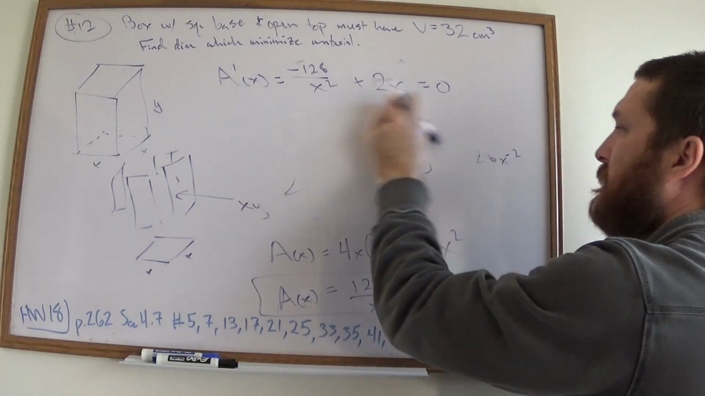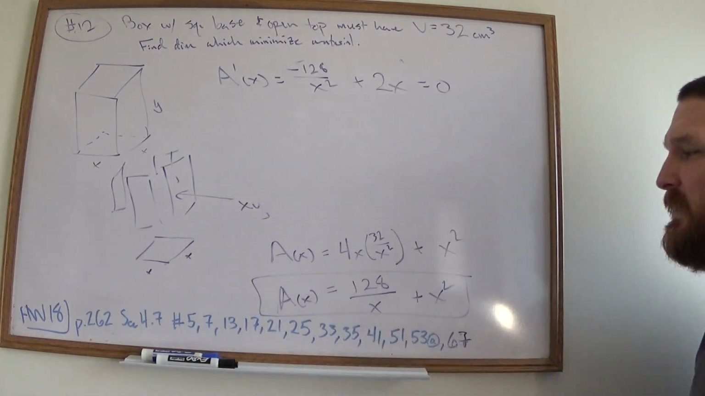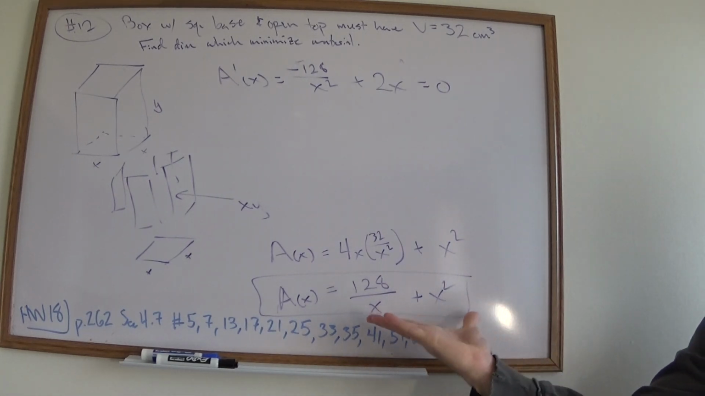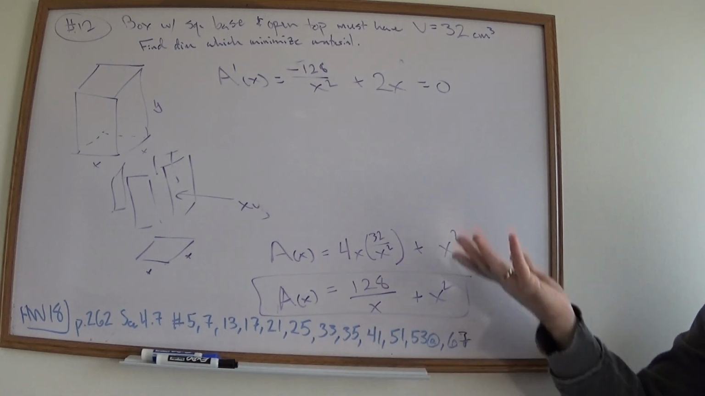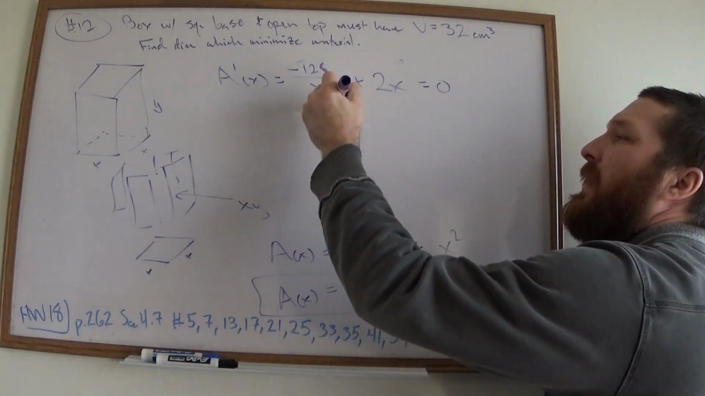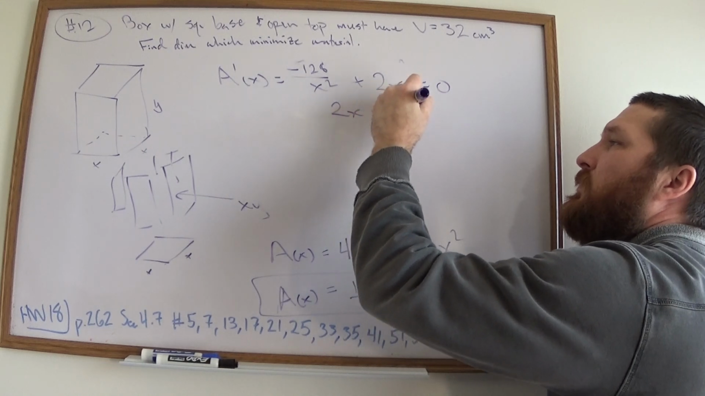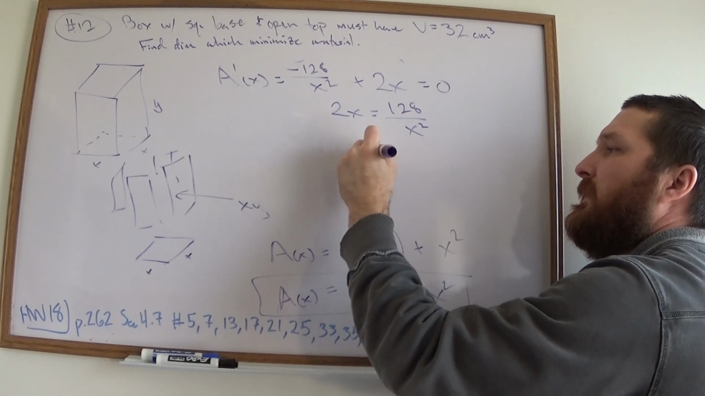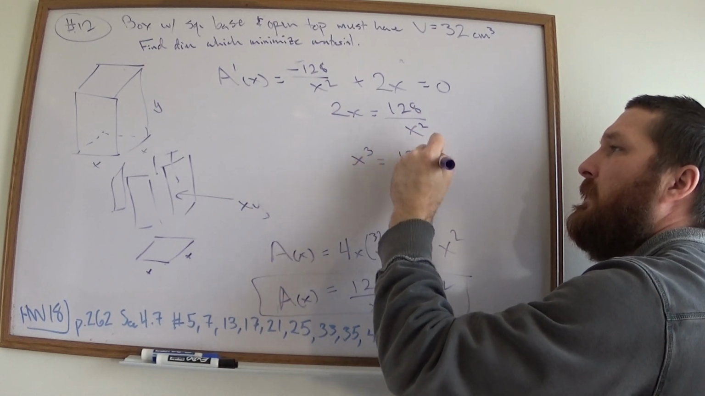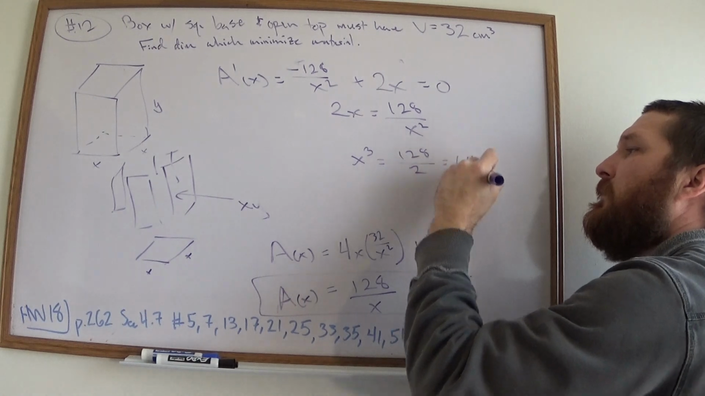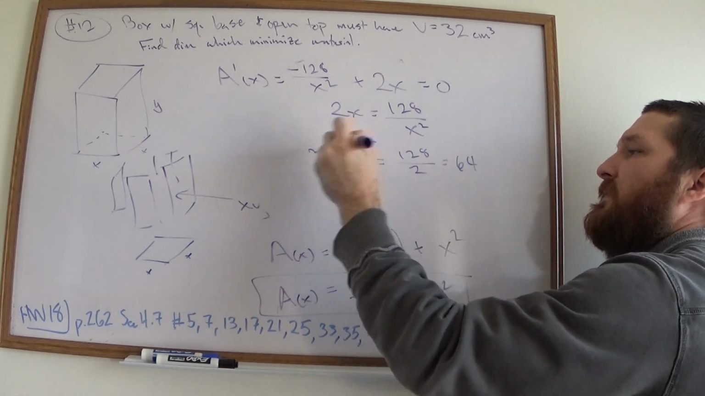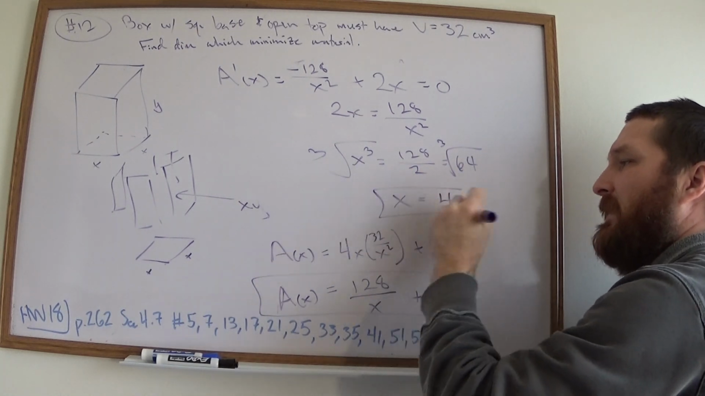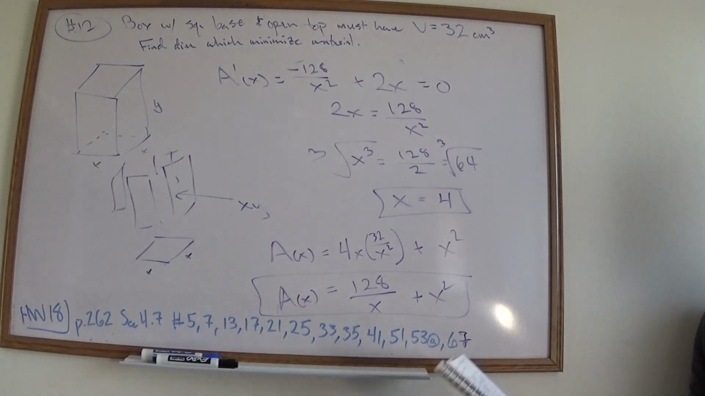Notice we couldn't have done this one in Algebra 2, because this is not a parabola. So now we could do this, and that's pretty cool. I want to do it this way: 2x equals 128 over x squared. So x cubed is 128 over 2, which is 64. The cube root of 64 is 4. I had to factor it out, but yes, it is 4.